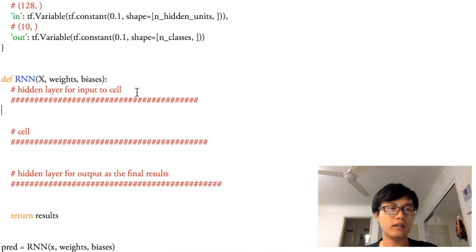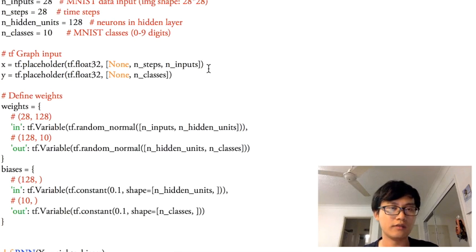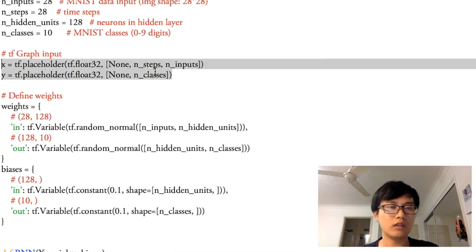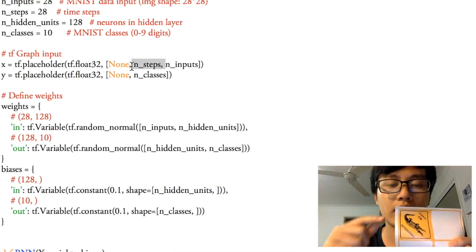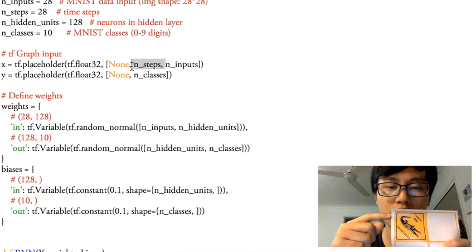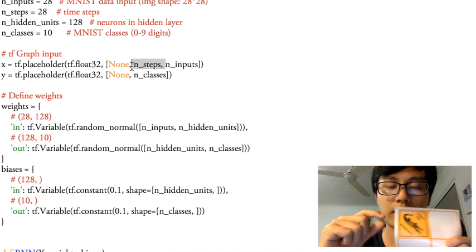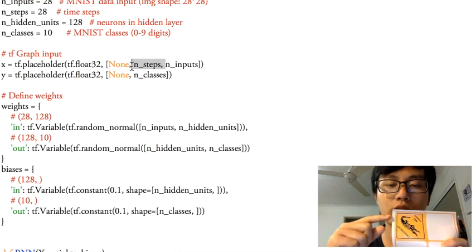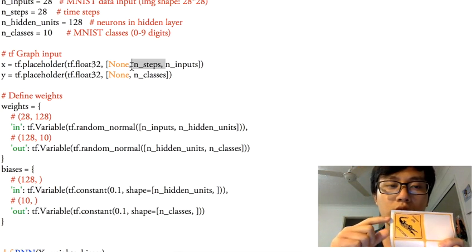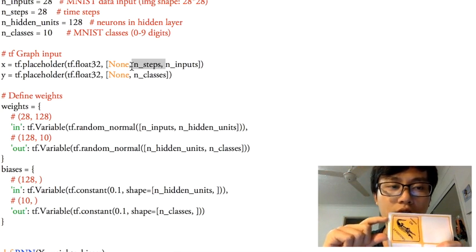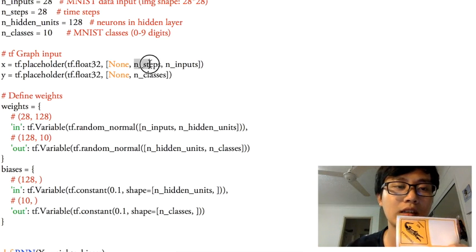Okay, for the hidden, let's talk about the placeholder first. The placeholder normally, the None is the batch size of your input, and n_step in here is how many time steps we're going to look at one picture. So in this picture, in the MNIST dataset, we have 28 rows and 28 columns. We're going to read through the 28 rows, which is the 28 time steps.